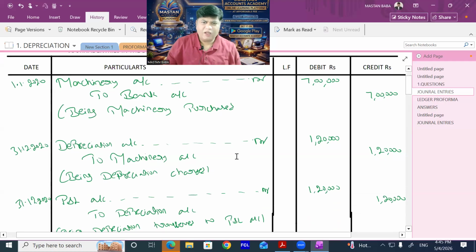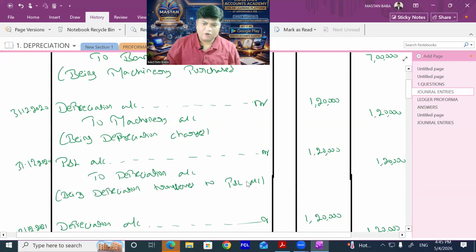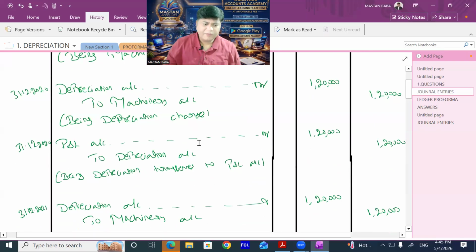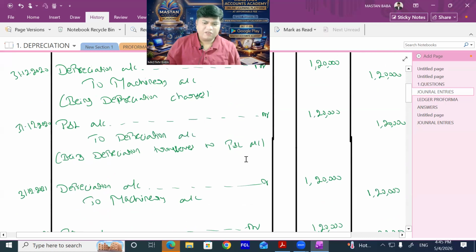Then the two entries repeat. The annual depreciation of 1,20,000 is known, so the entry is depreciation account debit to machinery 1,20,000, and profit and loss account debit to depreciation. For narrations, the first entry is being depreciation charged, and the second entry is being depreciation transferred to P&L account.